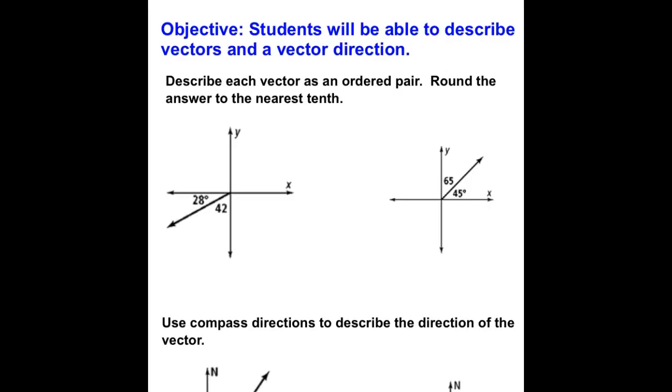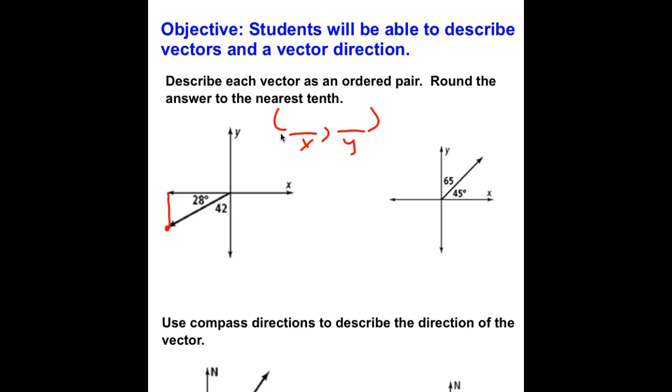All right, this last objective is that students will be able to describe vectors in a vector direction. So it says describe each vector as an ordered pair, round the answer to the nearest tenth. So when you describe it as an ordered pair, that means you need an x value and a y value. So here's going to be your x, here's going to be your y value. And so what you're really looking for is the xy value of that end point of the vector. So what you want to typically do is make a right triangle. So I would bring this maybe up to the x-axis. That's what I usually do.